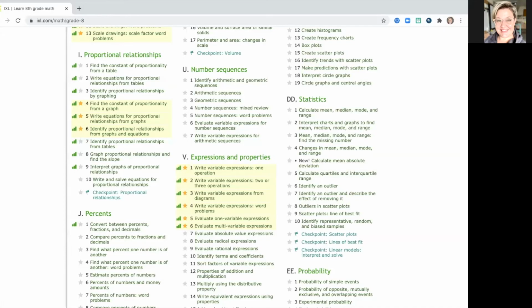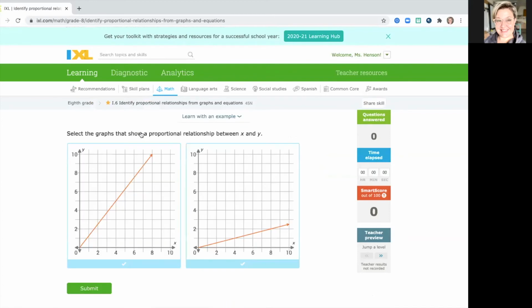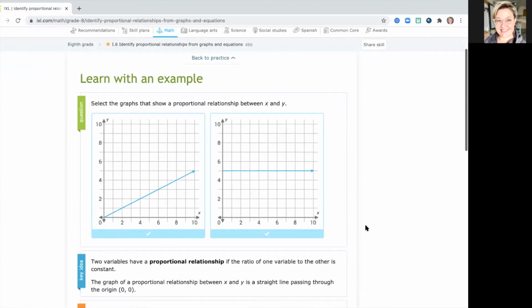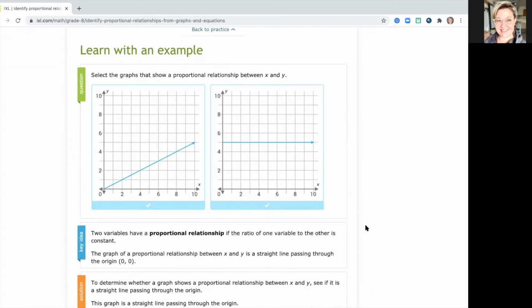Okay, you should be moved on to section 6, which is identify proportional relationships from graphs and equations. We're going to go ahead and look at that together. And we're going to use the Learn with Example feature so that we can talk through the vocabulary and the way in which you're going to solve these problems together. So the instructions are showing us: select the graphs that show a proportional relationship between x and y.